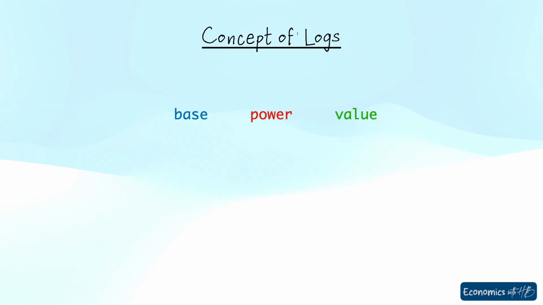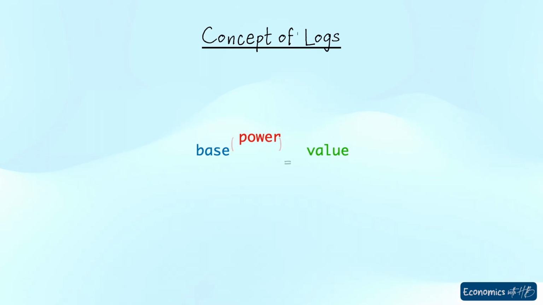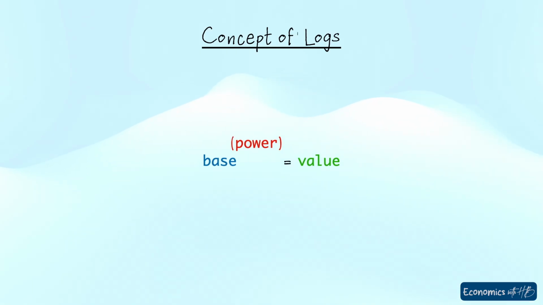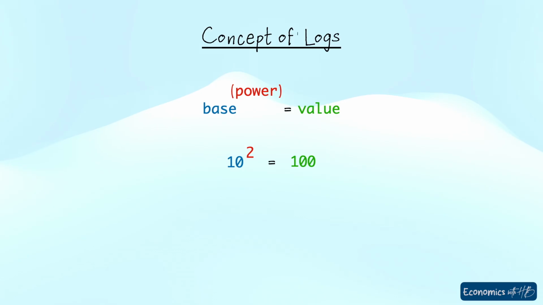We'll use three terms repeatedly in this lecture: base, power, and value. The concept of logs is based on these three terms only. See, if you are given a base and you raise it to a certain power, you get a value. For example, 10 to the power 2 is equal to 100. Here base is 10. You raise it to the power 2 and you get the value 100.